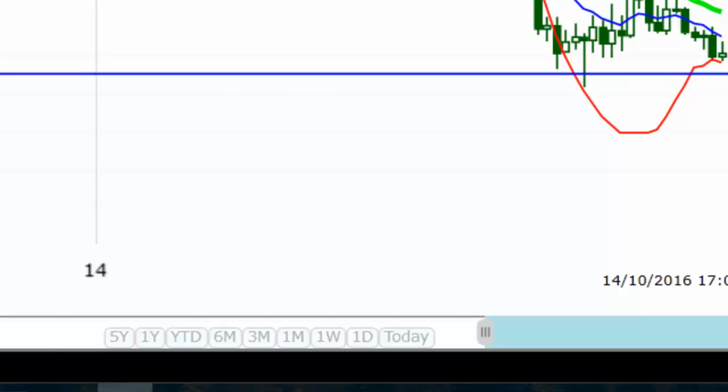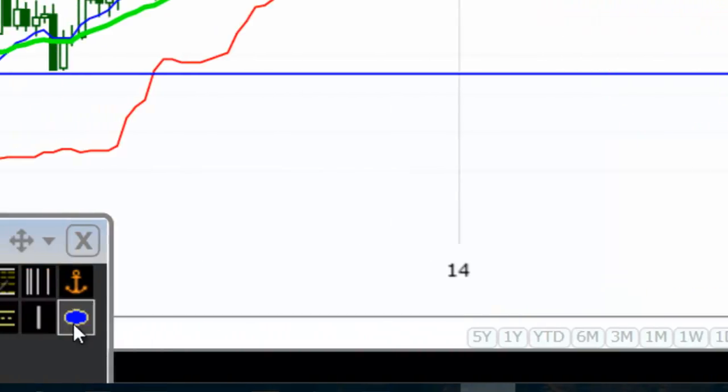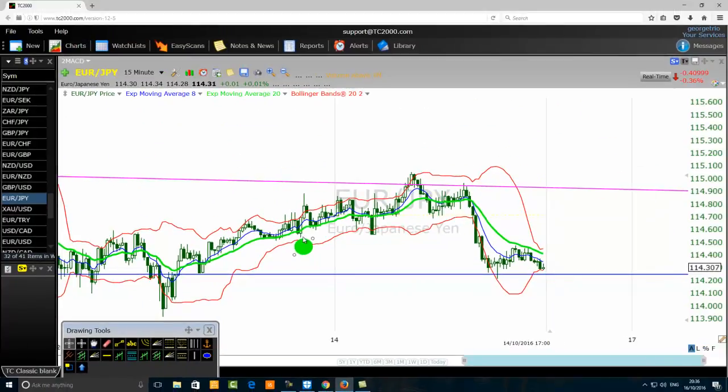We want the moving average 8 above the moving average 20, all right? We want the price to pull back near the lower part of the Bollinger Band 20. So when the exponential moving average 8 is above the exponential moving average 20, but the price, for one reason, pulls back near the lower bound of the Bollinger Band 20 volatility 2, that's a bullish scalping setup.